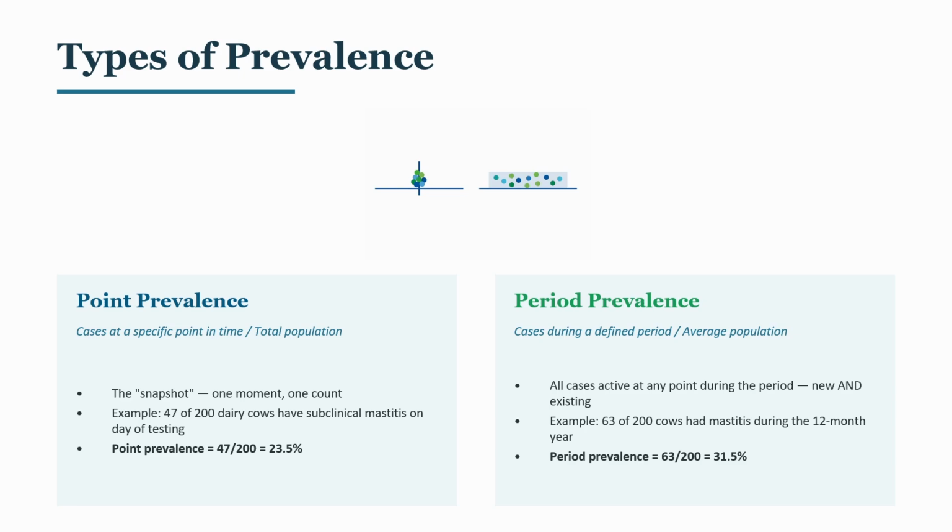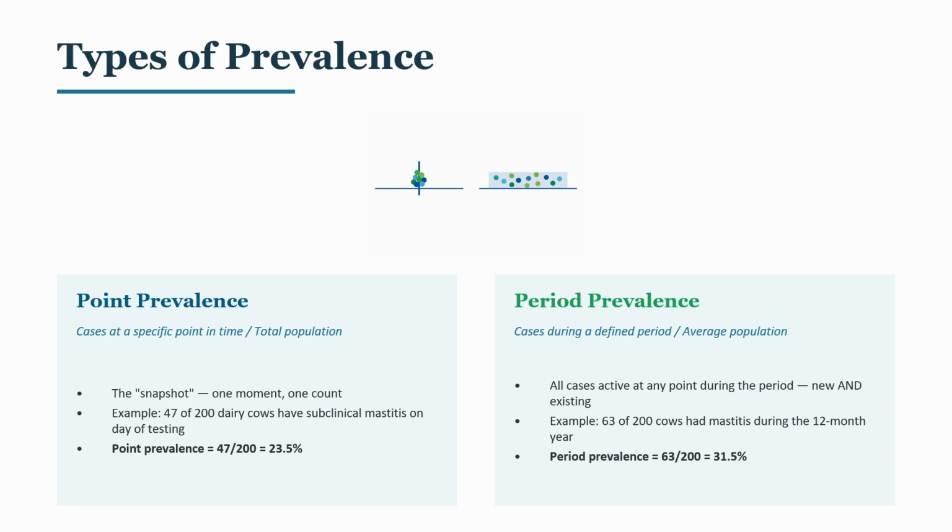Note that period prevalence will almost always be higher than point prevalence for the same disease and population, because you're capturing all cases that were active at any point during the window, not just the ones happening to be active on a single day. Both types are useful, but for different purposes. Point prevalence is what you want for a cross-sectional survey or a disease burden estimate at a specific moment. Period prevalence is more useful for understanding cumulative disease burden over a production cycle, a management period, or a year.